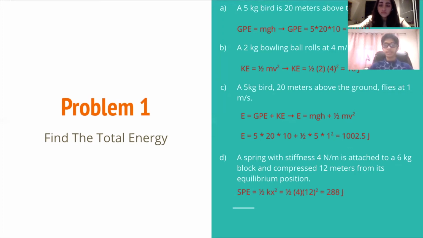For the spring potential energy, we do know that it's equal to 1/2 kx squared, which is 1/2 times 4 newtons per meter times 12 meters squared, which is 288 joules. It's important to notice here that the mass actually did not matter for spring potential energy. We could have had a 12 kilogram block or a 50 kilogram block, but whatever it is, the spring potential energy will be 288 joules.